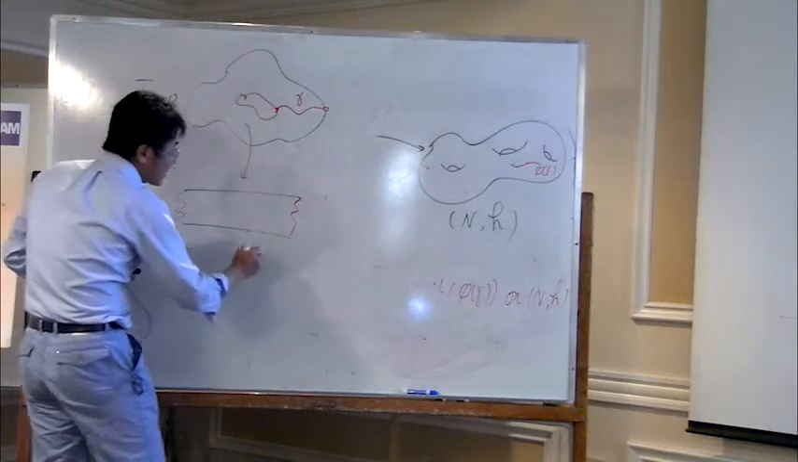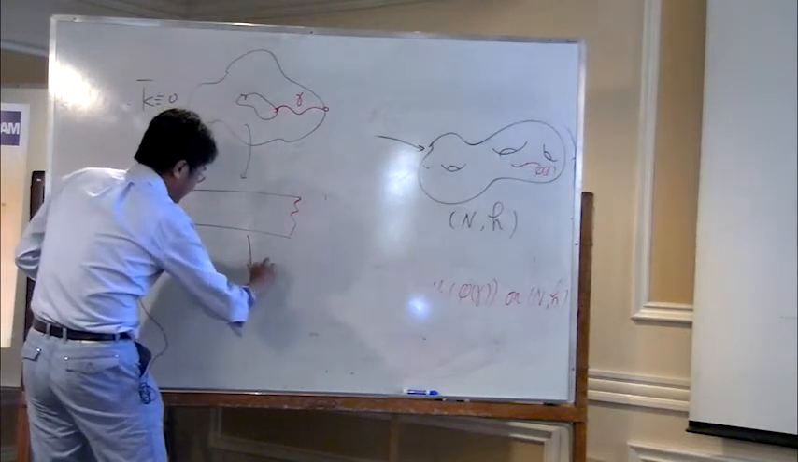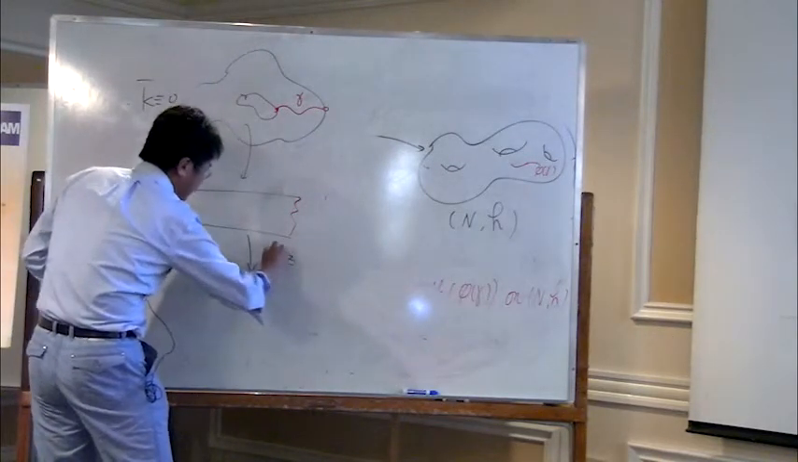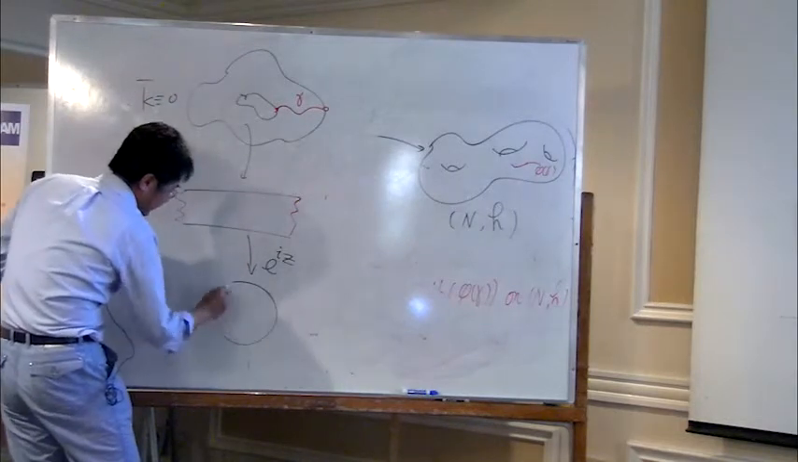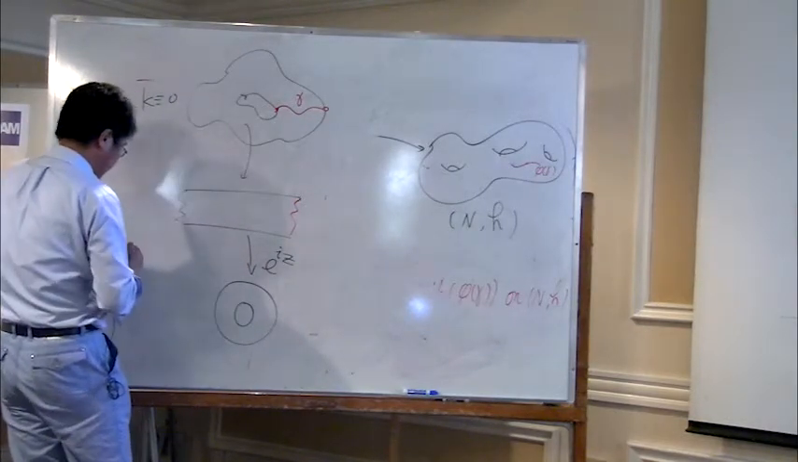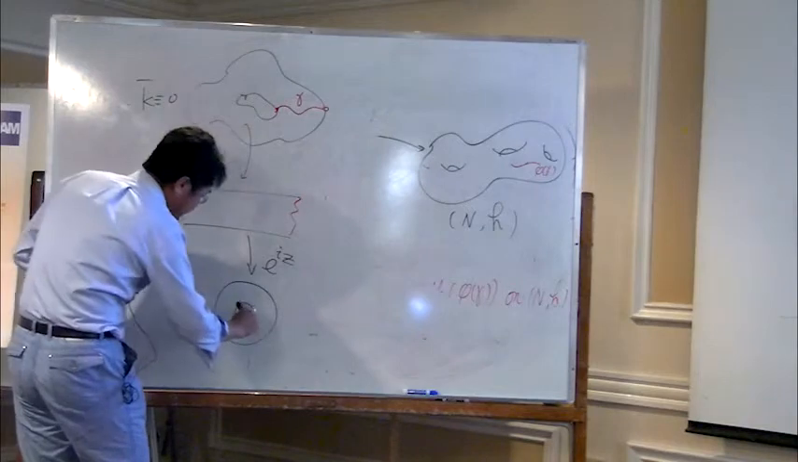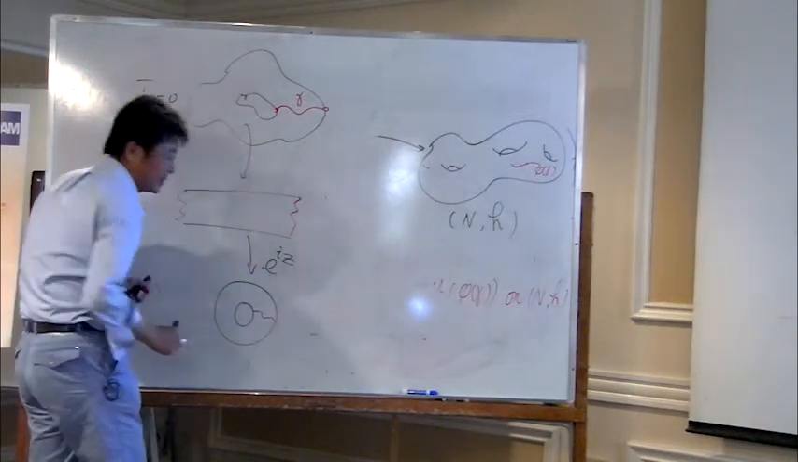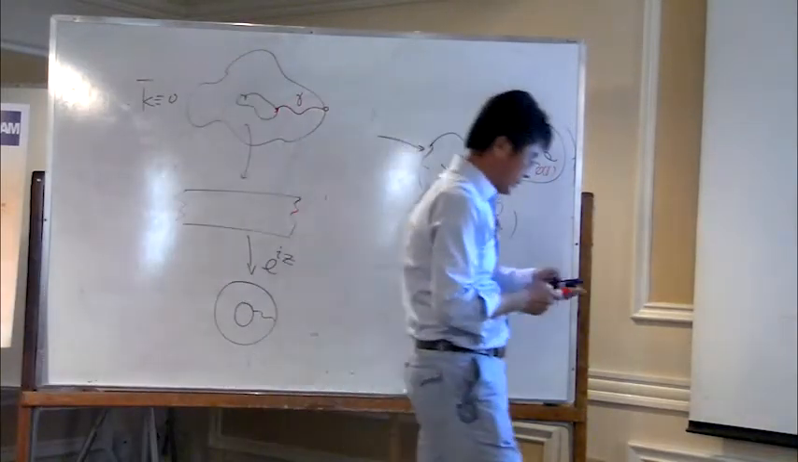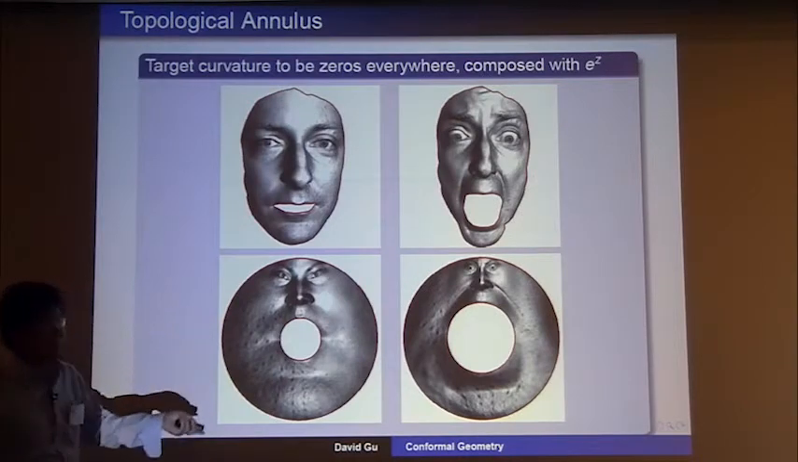Then you do another mapping, e power z or iz. Then this will be mapped to this shape. This one comes here. So this is the process to compute this configuration.